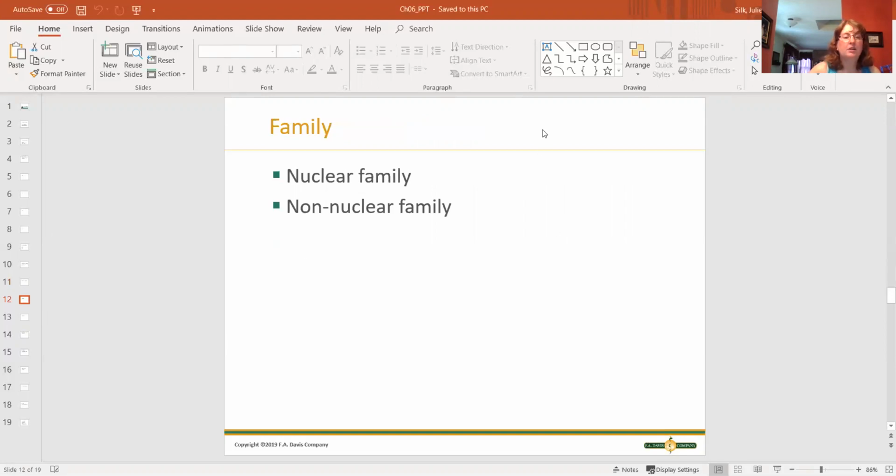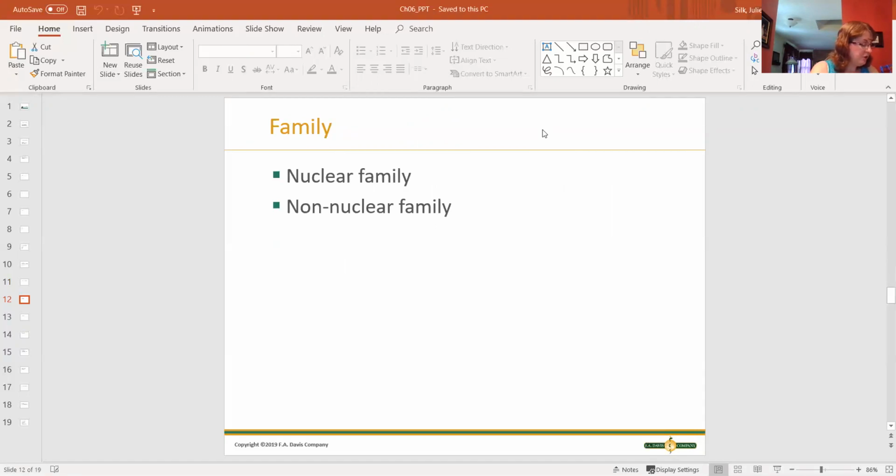All right, and then this gets into a little bit about the family. So the nuclear family and the non-nuclear family. The nuclear family is composed of a mother and a father, and a biological or adopted child or children.